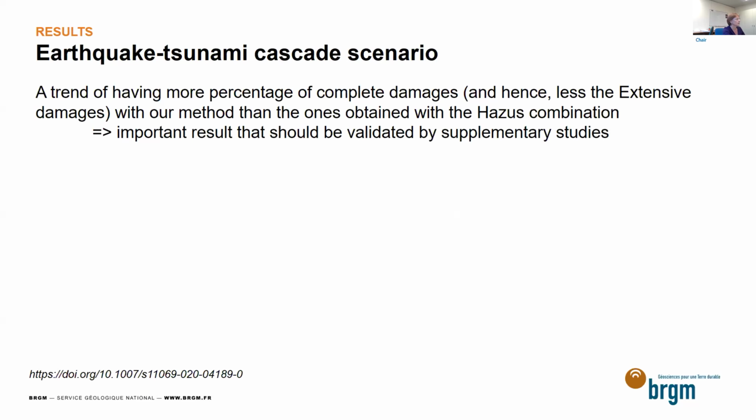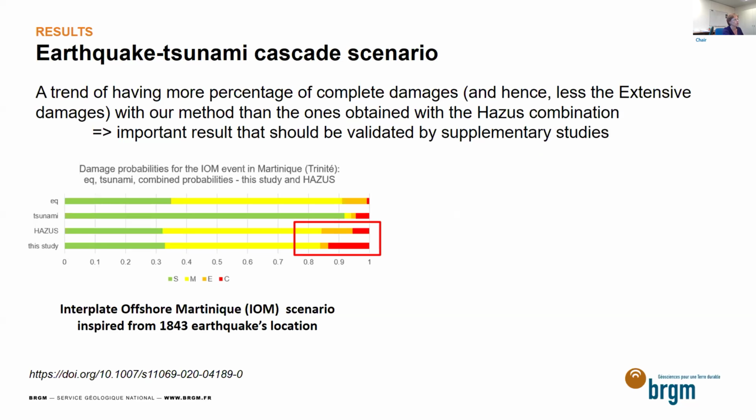So I'm going straight to the results, and then I'll go back in the presentation to explain how we arrive at these results. Here we have, for the territory of Martinique, the results from the earthquake inspired from 1843, which is located near Martinique. The first line shows the damages in slight, moderate, extensive, and complete, just for the simulation of the earthquake. The second line is the damages just from the simulation of the tsunami. The third line is the combination of both earthquake and tsunami using HAZUS formulas. And the last one is our study.